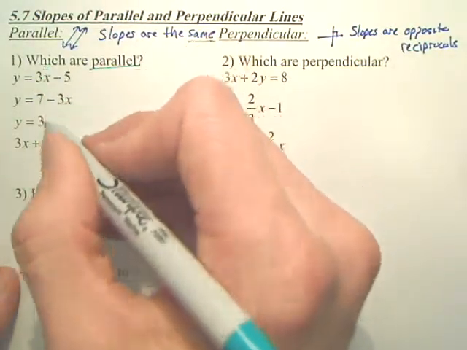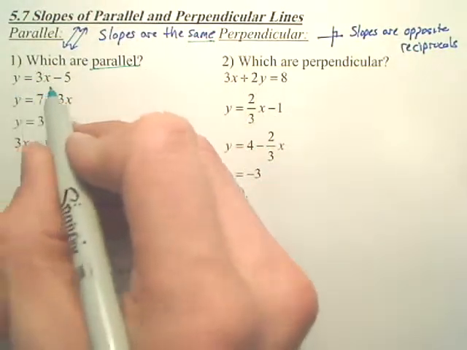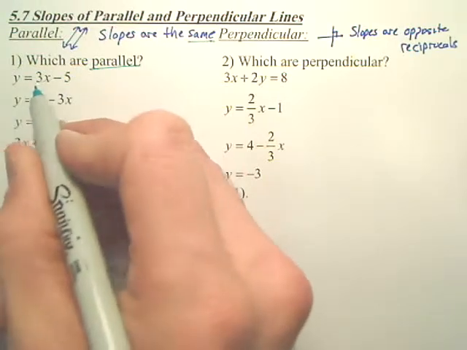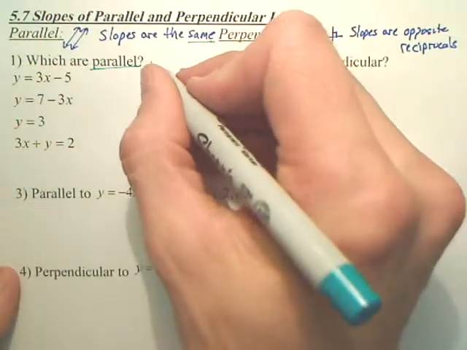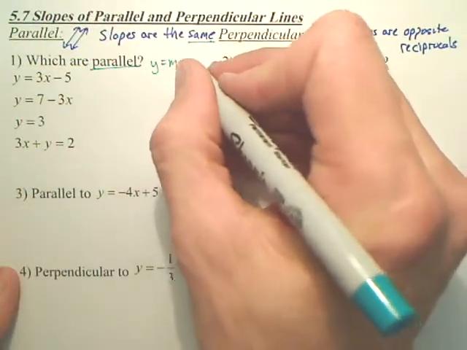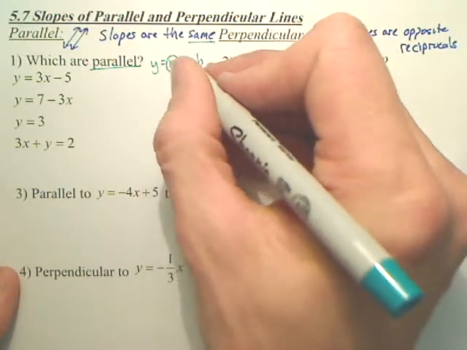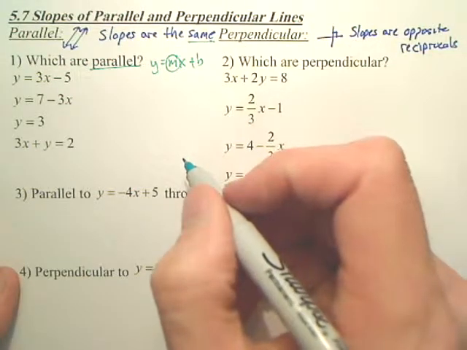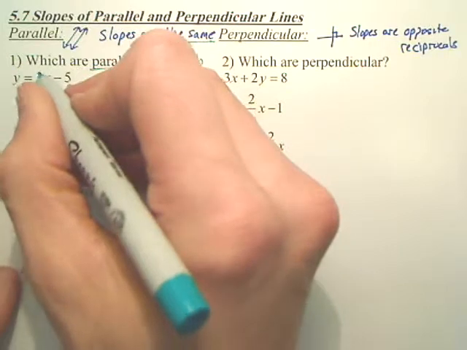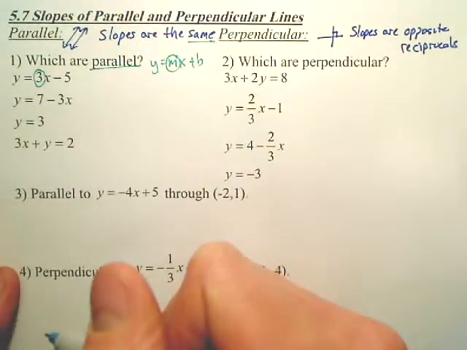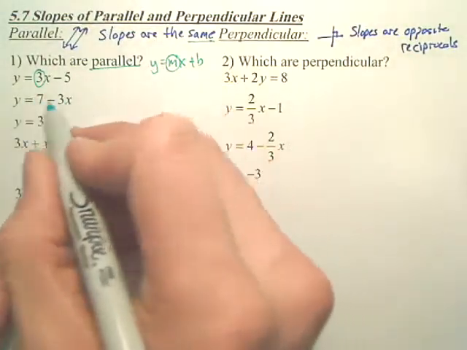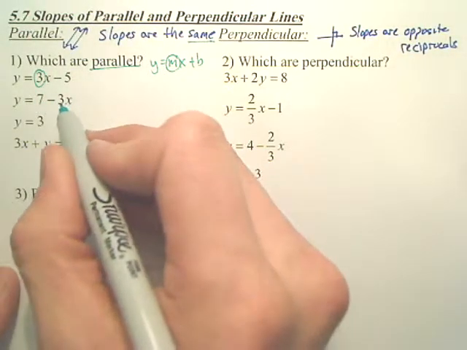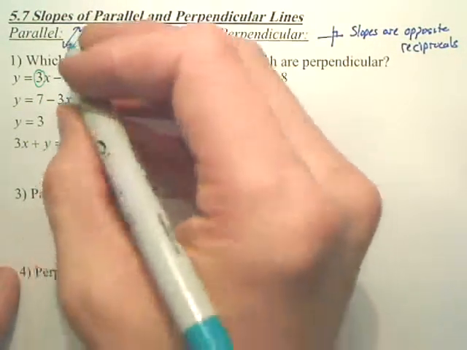Now look at all these. Which is the slope, let's circle it, of this equation? Do you guys remember y equals mx plus b? Isn't m your slope? 2 and 4. So for this one, isn't 3 your slope? For this one, what's your slope? Well, isn't that negative 3? The x value? Isn't that a negative 3?